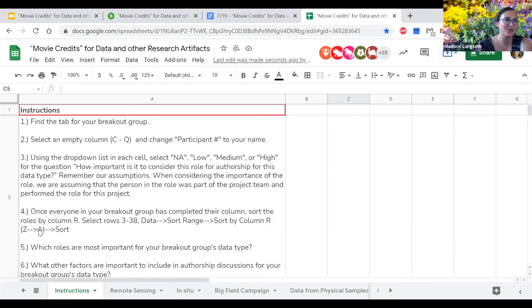And you'll do a Z to A sort. So hopefully we will get the highest ranked roles for your data type. And so that will kind of help us with this question, which roles are most important for your breakout group's data type? And then if you do have time after that, what other factors are important to include in the authorship discussions for your breakout group's data type?